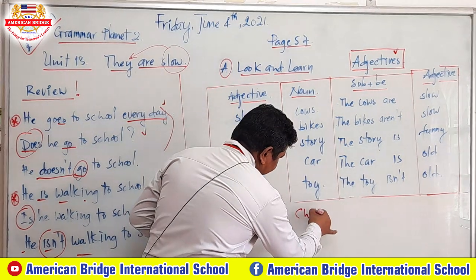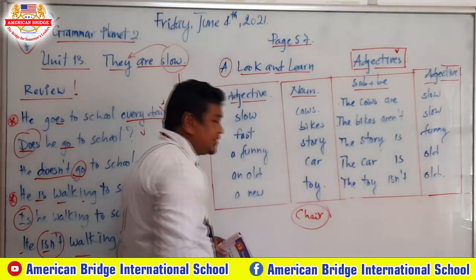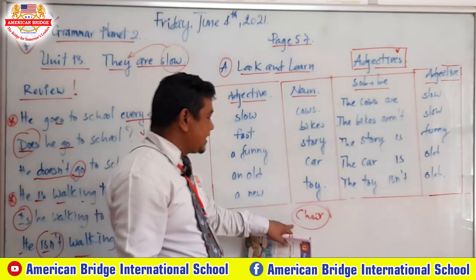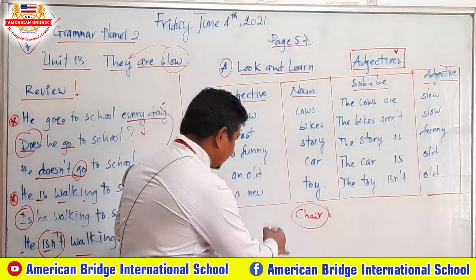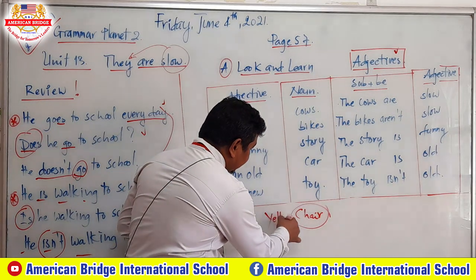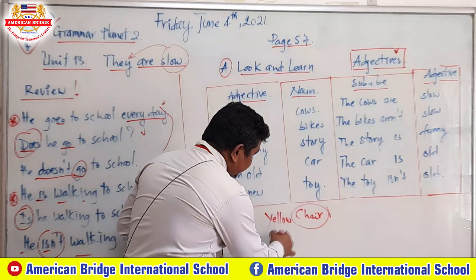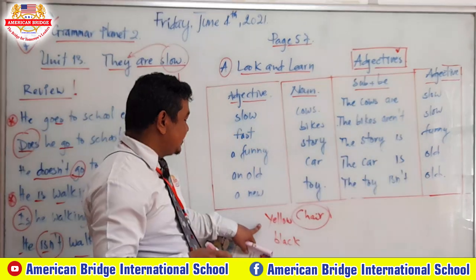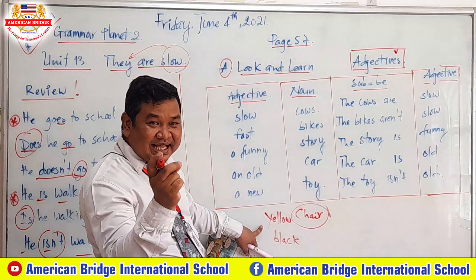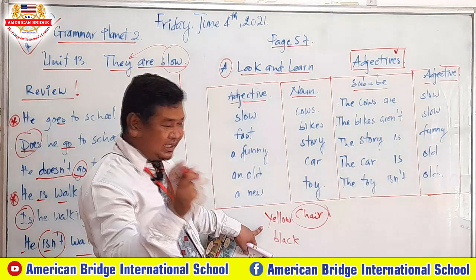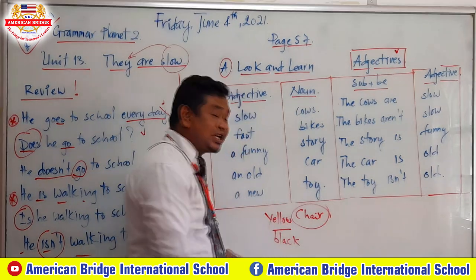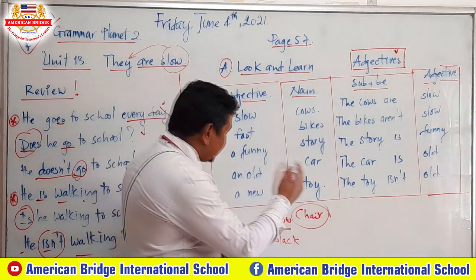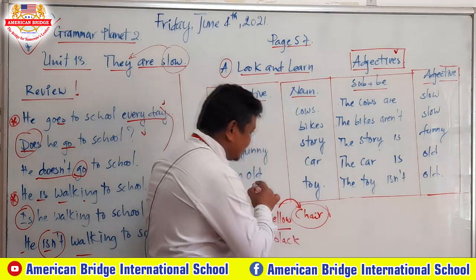Example: chair. This one is a noun. If you want to describe it, the chair is yellow, blue, black, something like that. This one is an adjective. It is a yellow chair. So the word yellow, this one is an adjective. So an adjective describes a noun.